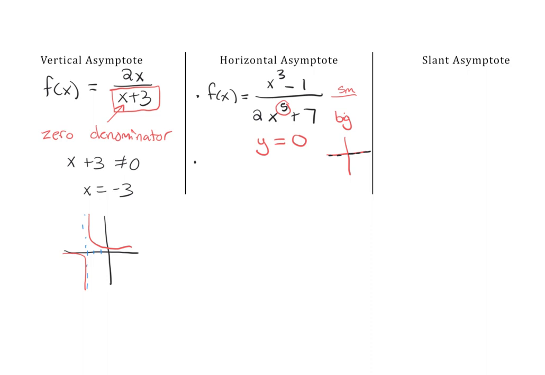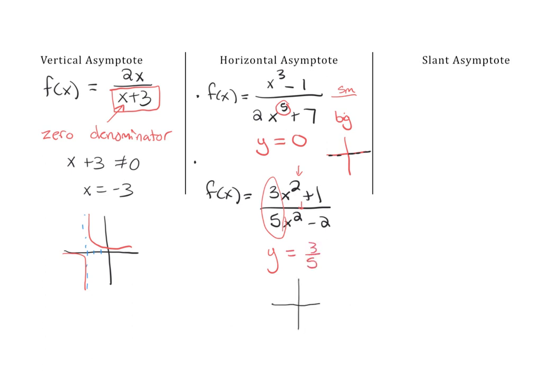And then the other example, f of x equals, let's say, 3x squared plus 1 over 5x squared minus 2. When the degrees are the same, they're both 2, you're looking at the coefficients. The asymptote in this case would be y equals 3/5. So 3/5, that's just above 0. So horizontal asymptote right there.